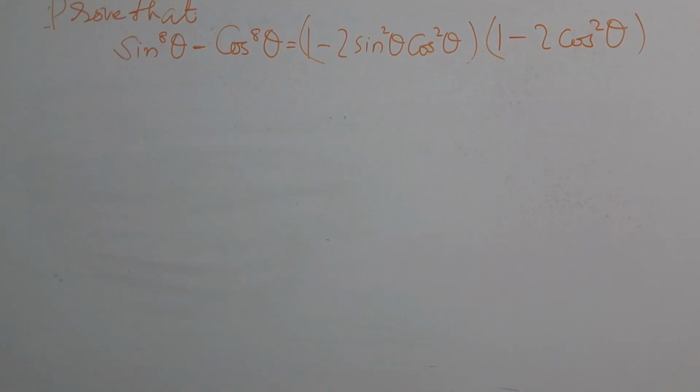Let's answer this question. Sine raised to 8 theta minus cos raised to 8 theta equals 1 minus 2 sine square theta cos square theta into 1 minus 2 cos square theta.